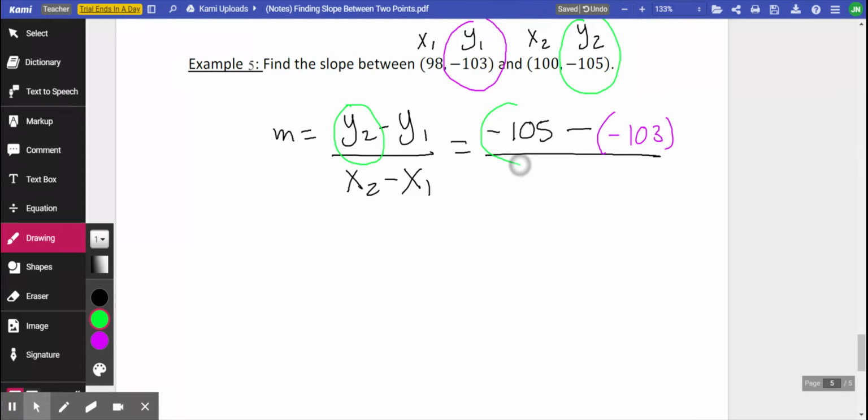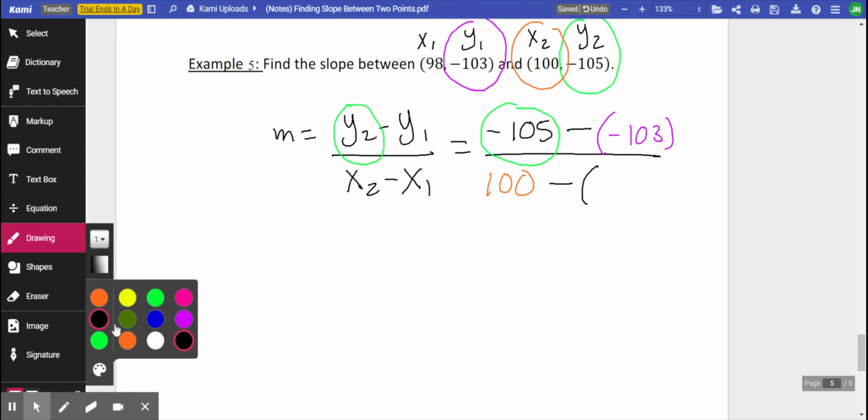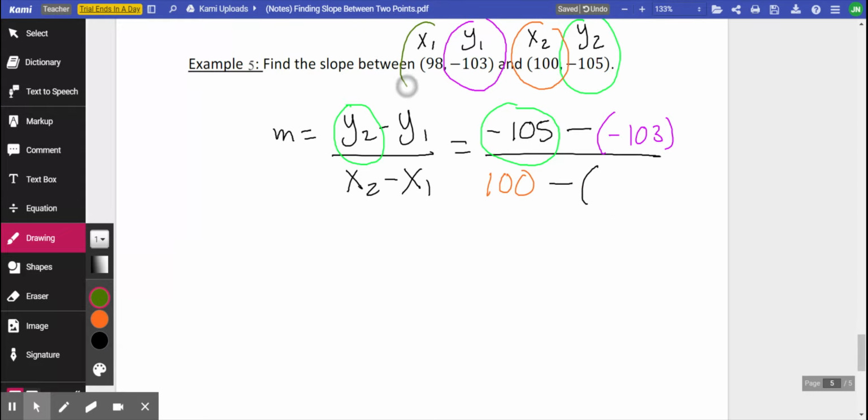Okay, so now I have these two numbers, the negative 105 and the negative 103. Now I have to plug in x2 and x1. So let me pick two different colors here. x2 would be 100. And then don't forget the minus from the formula. And then I'm going to plug in x1, which happens to be 98 in this case. So 98 would correspond to this number here. And then all I have to do is simplify.